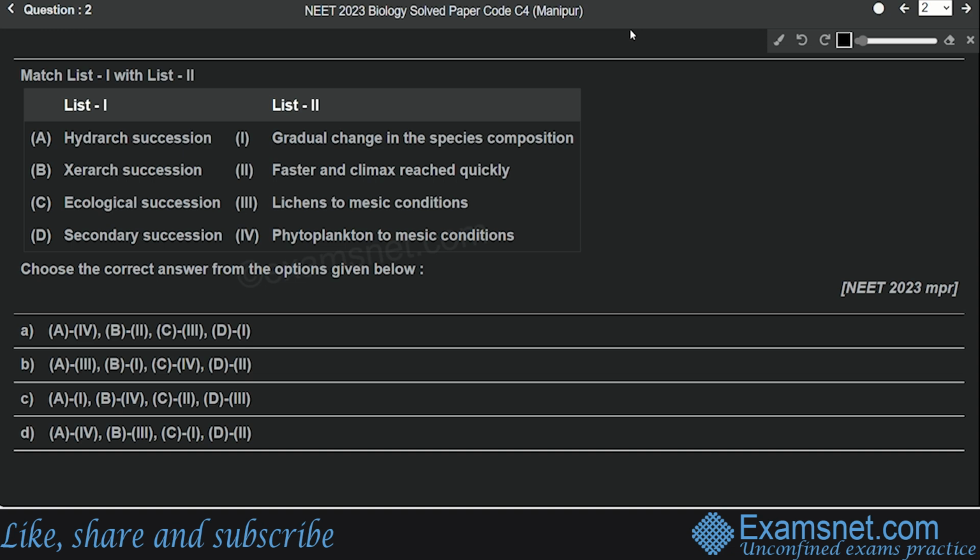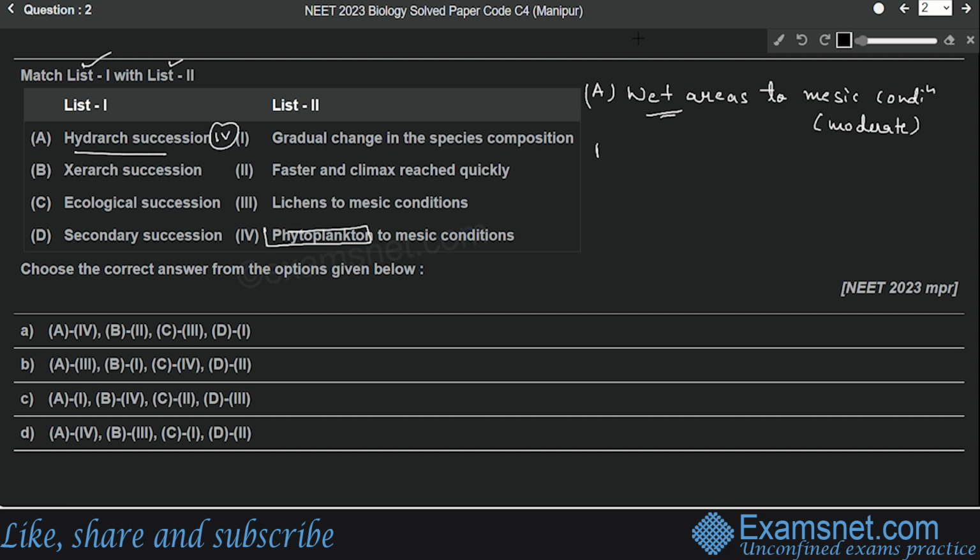Question number 2 is from the chapter ecosystem. Here we have to match list 1 with list 2. The first component of list 1 is hydrarch succession. This type of succession starts from the aquatic areas or wet areas, and then it gradually moves towards mesic conditions. Mesic conditions means the condition which is neither too dry nor too wet, so mesic can be said as moderate. That means it will start with which type of organism? The organisms which live in wet areas, for example, phytoplankton. So the correct match for A will be number 4.